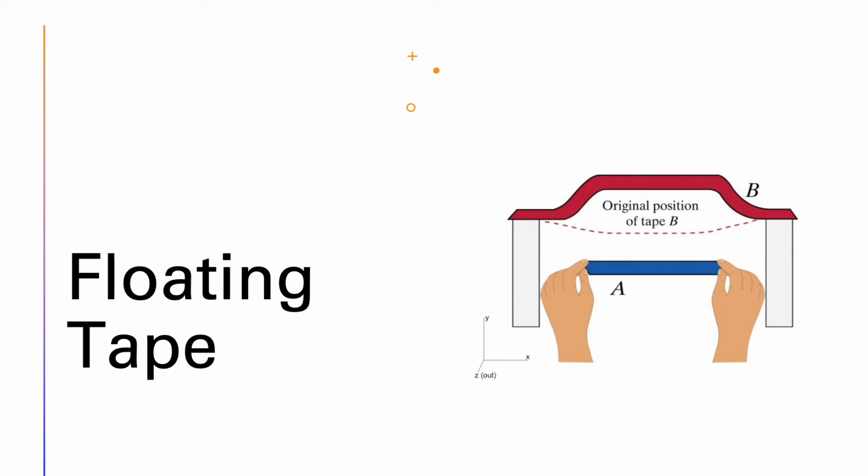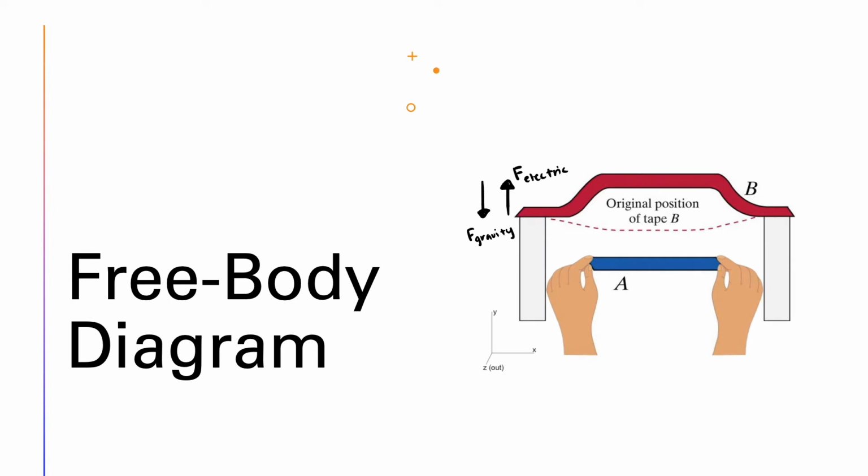So here's a picture of the floating tape diagram just to kind of visually see how that looks. And then in the free body diagram, I've just taken that same picture, but I've added the vector arrows for the electric force and the gravitational force on the top tape. Notice that they are pretty much exactly the same length, they're just pointing in opposite directions.